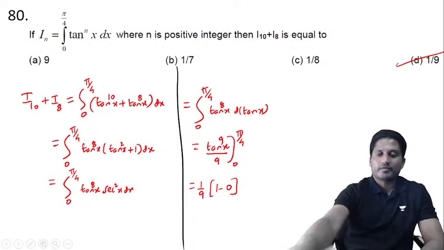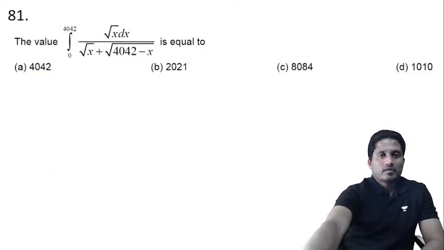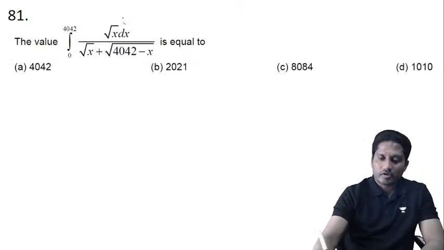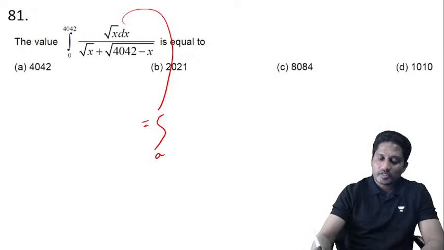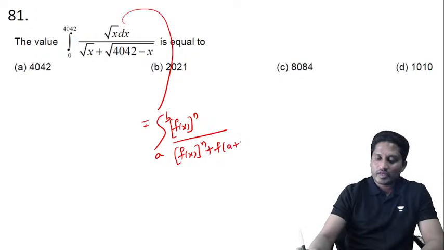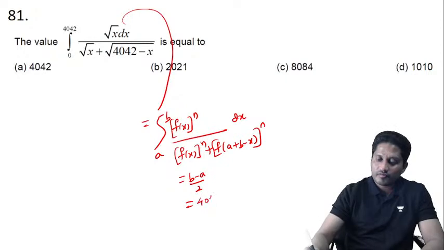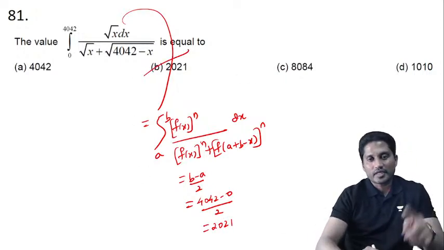This was asked in 2021 paper. Again this is 2021 only. I taught you the shortcut. When you have a to b, f of x power n, f of x power n, and f of lower plus upper minus x, that is lower limit plus upper limit minus x whole power n, and then dx, answer is always equal to b minus a by 2. b minus a by 2 means 4042 minus 0 by 2. So this is 2021, answer is option B. This was asked in 2021 paper only.